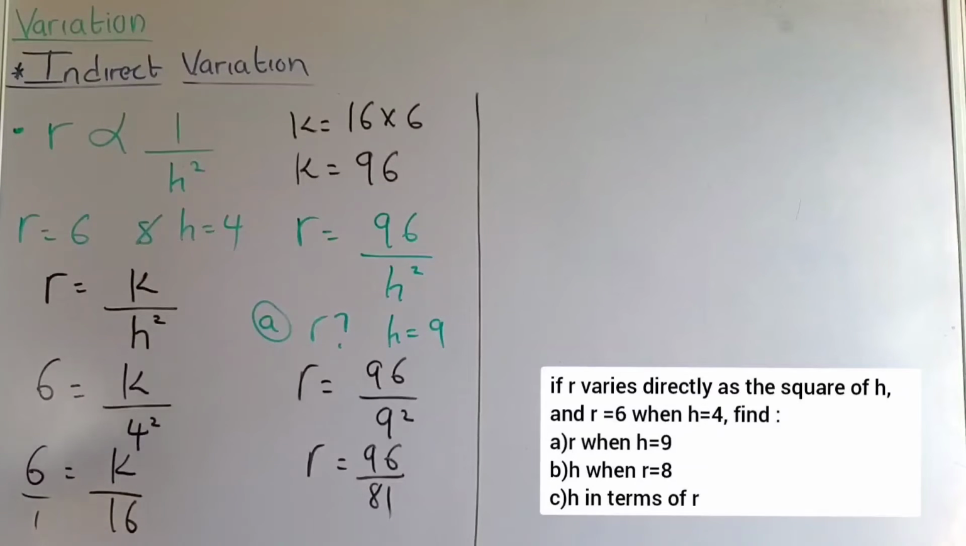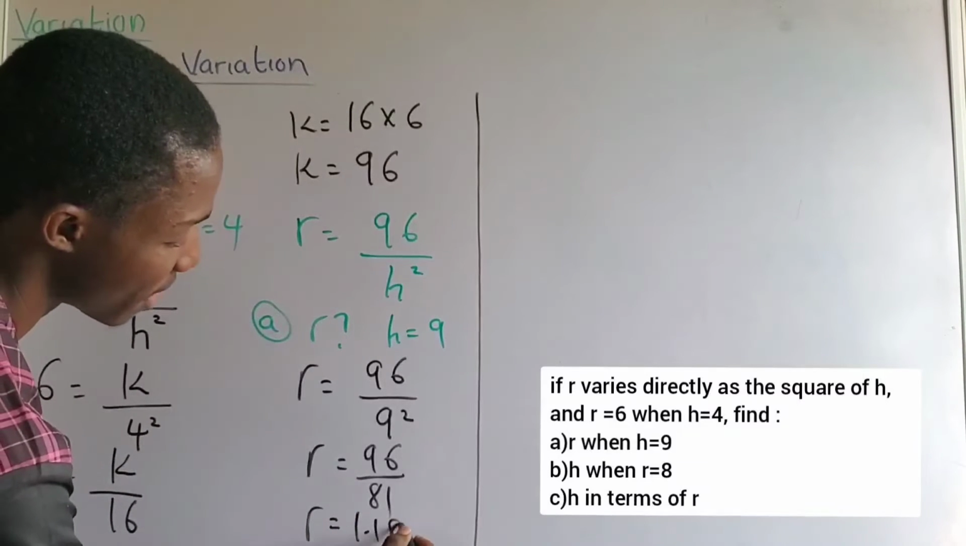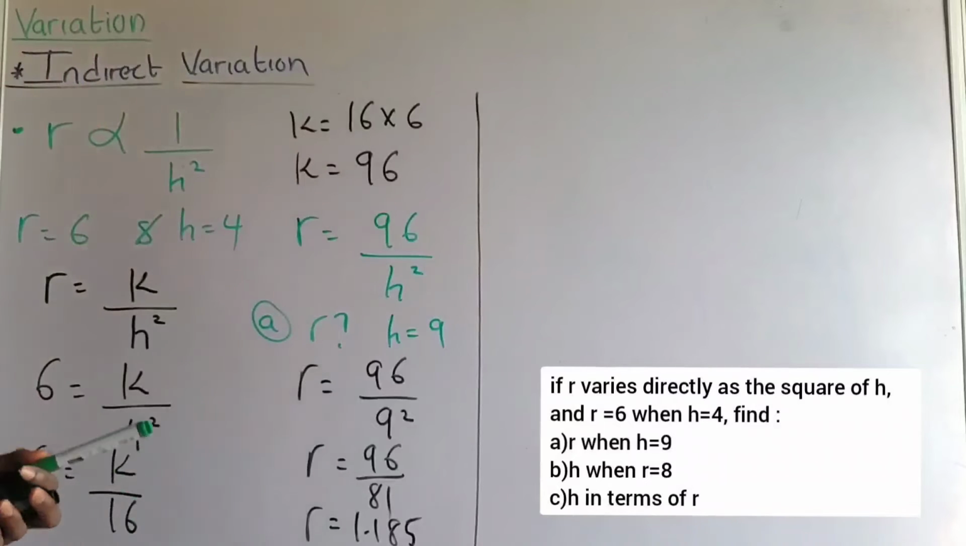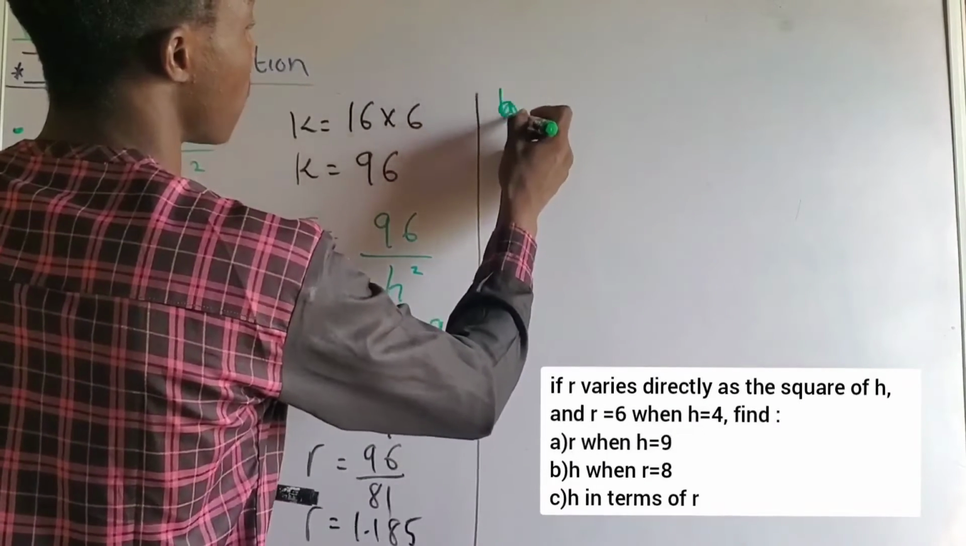You can leave your answer as a fraction, or you can proceed to take it to decimal. R is equal to 1.185. So you can leave the answer like this, and if you want it in decimal, you can write it like that. Now, having gotten the value for the first question, in the second question we are asked to find the value of h.